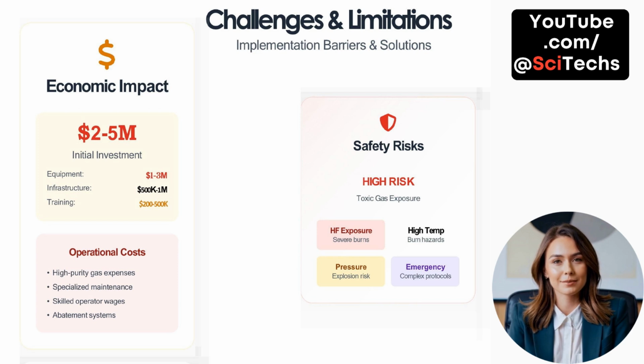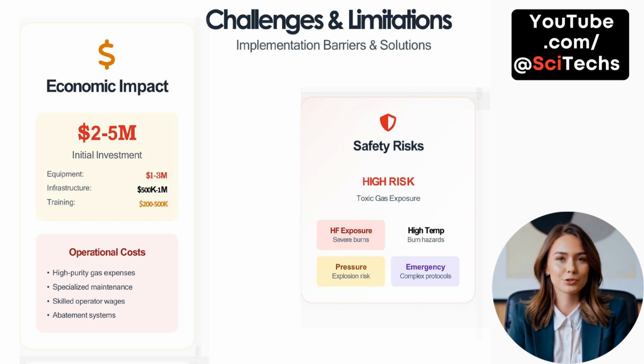Safety risks. Safety is a major concern in semiconductor processing environments due to the presence of toxic gases and extreme operating conditions. Toxic gas exposure represents a high-risk category, especially with substances like hydrogen fluoride, HF, which can cause severe chemical burns upon contact. Handling HF requires strict protective protocols and continuous monitoring.